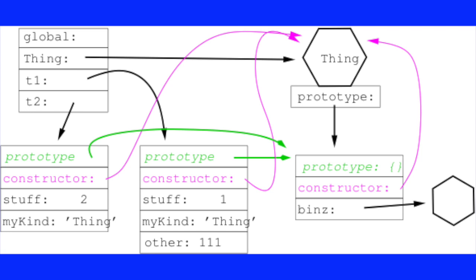Thing is a function represented as a hexagon, but it owns a property named prototype, leading to an object. And the prototype of that object is the empty object. The two instances t1 and t2 have a constructor property in purple, referencing the constructor Thing, and they have a prototype in green, leading to that object. The function bins is stored in their common prototype, so it's common to t1 and t2. And you can check that t1 has properties stuff, myKind, over, and bins, while t2 has properties stuff, myKind, and bins.